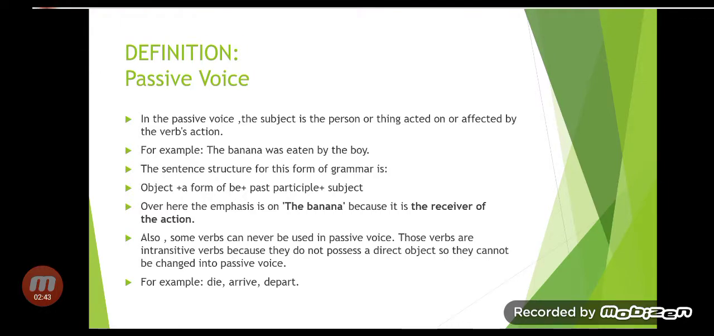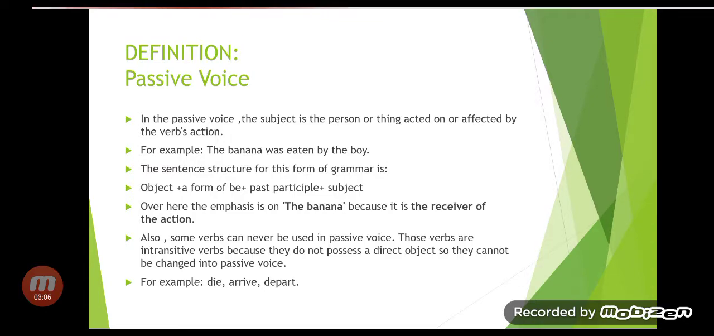So in this sentence, where is the emphasis? Yes, the emphasis is on the banana. Why? Because the banana is the receiver of the action. Right? What is the thing that is eaten? Is the boy eaten? No, the boy is not eaten. The banana is eaten. Right?